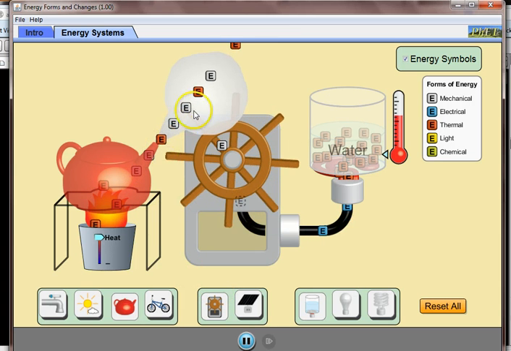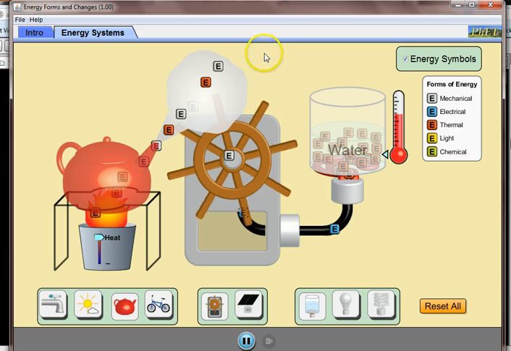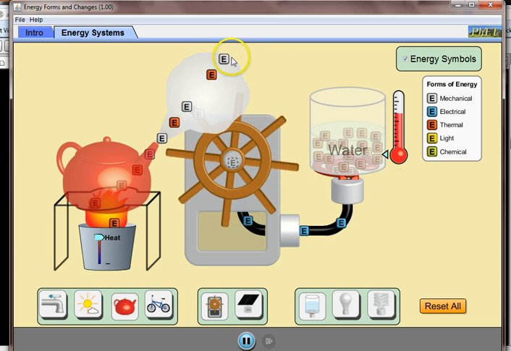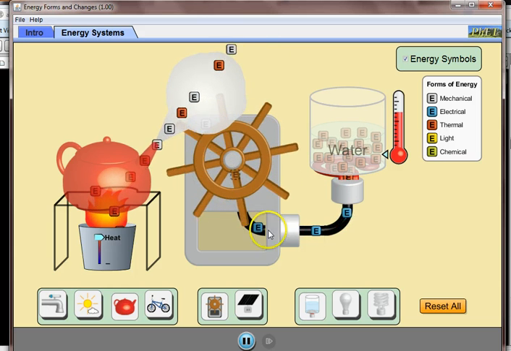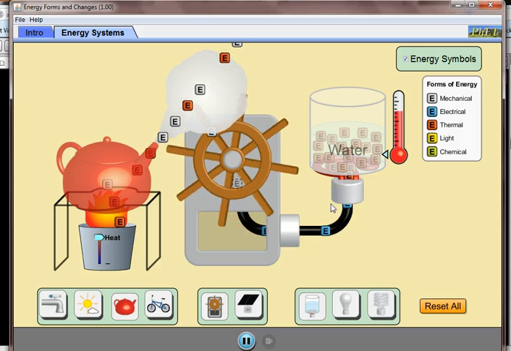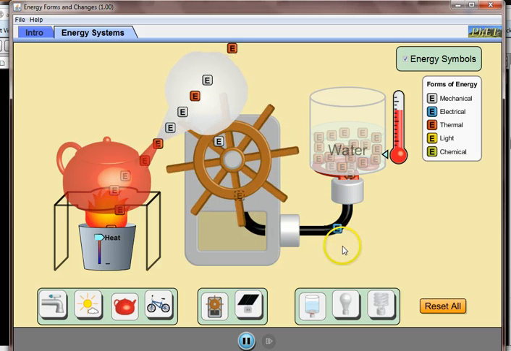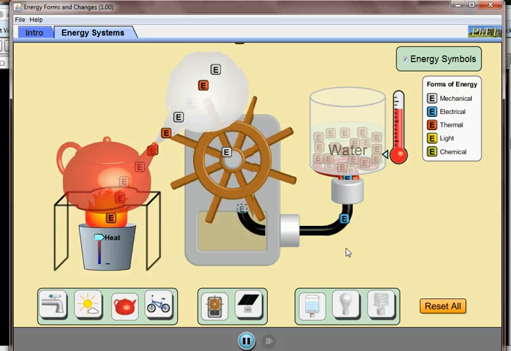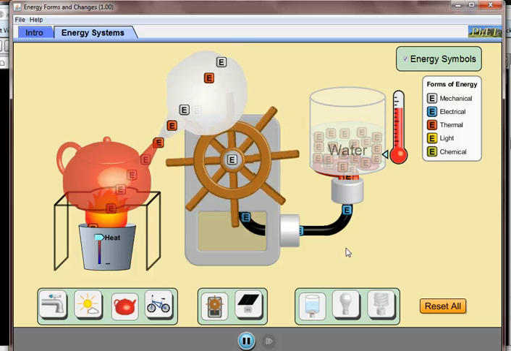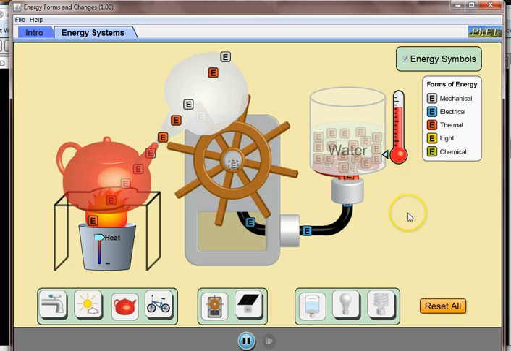You can also see that a lot more energy is actually escaping than what's getting converted. So again, it's not a very efficient way. Is this clear? You can see the temperature is rising.